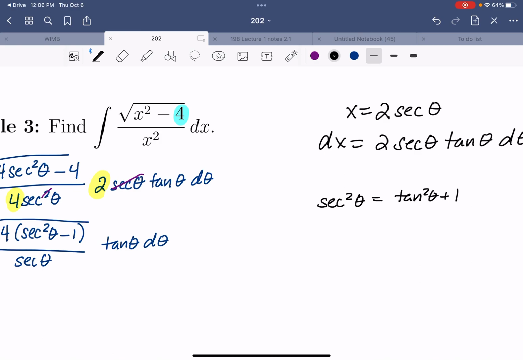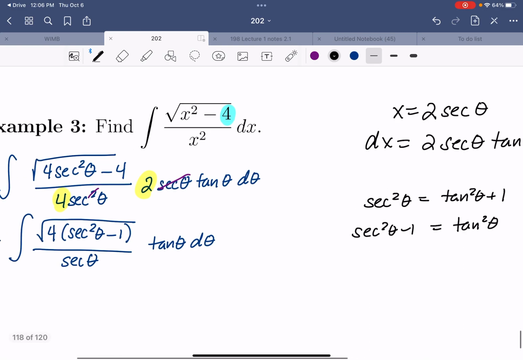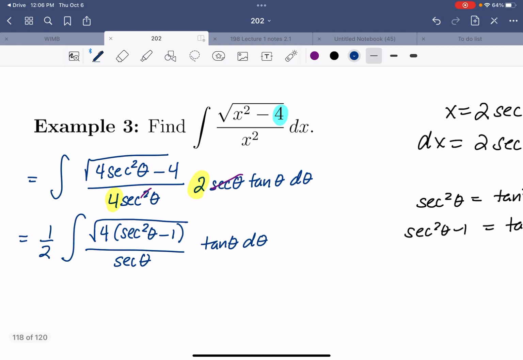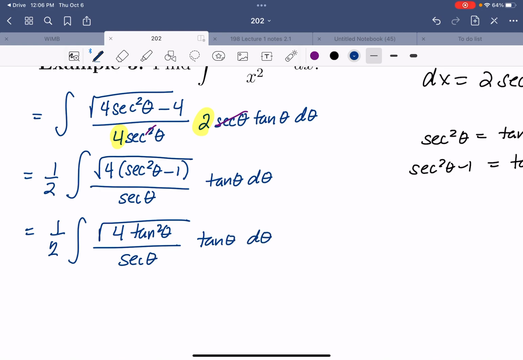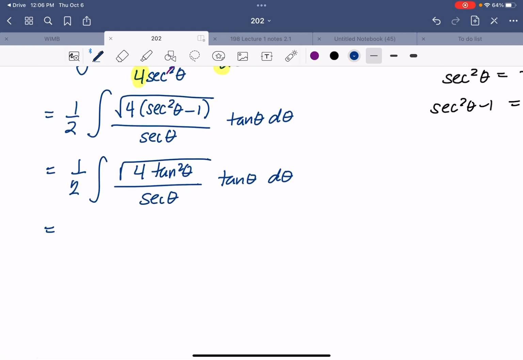If you subtract the 1 over, it tells you that tangent squared theta is equal to secant squared theta minus 1. So I'm replacing what's underneath the square root with 4 tangent squared over a secant theta, tangent theta, d theta. From here, we can take the square root.